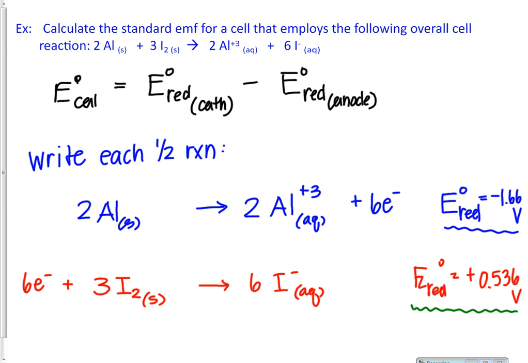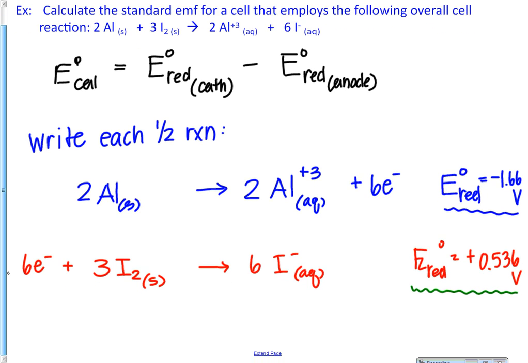Things that are positive have the greater possibility of being reduced. Remember, every reaction in Appendix E is written as a reduction. So the more positive value is the one that will occur at the cathode. You can tell that from the reactions too. This was oxidized because it was losing electrons, and this one was reduced because it was gaining. Oxidation always happens at the anode. Reduction always happens at the cathode.